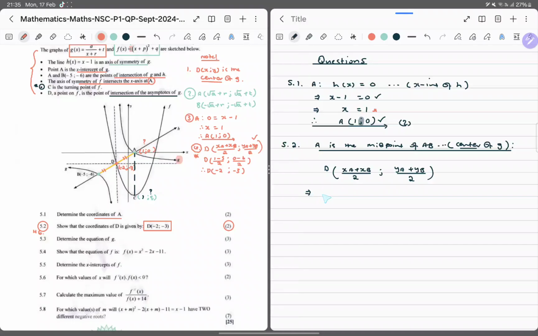This implies that D is going to be x at A is 1 minus 5, divided by 2. 0 plus minus 6 is going to just be minus 6 over 2. So therefore D is minus 4 divided by 2, which is minus 2. Minus 6 divided by 2 is minus 3. Indeed.